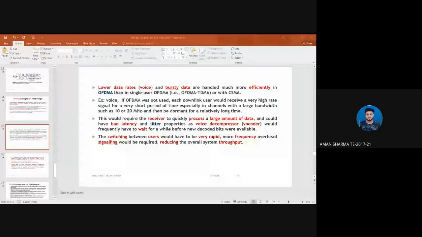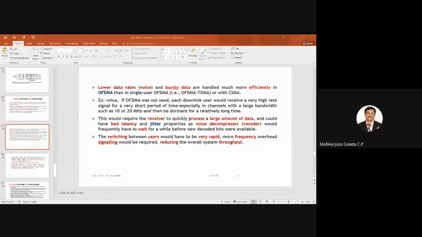Yes, sir. Yes, respond. Yes, able to understand what advantages I told about OFDMA, Aman Sharma? Yes, sir. Okay. Only one student is responding. What about others? Out of 28. Yes, what about others? I would like to hear yes from other students also.